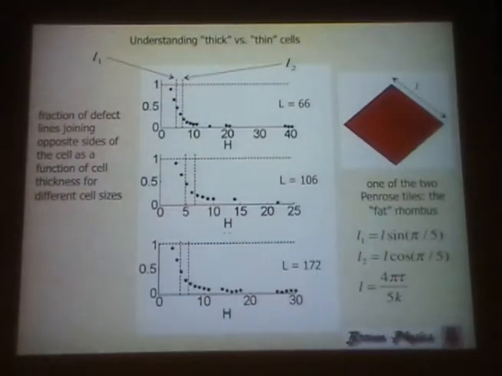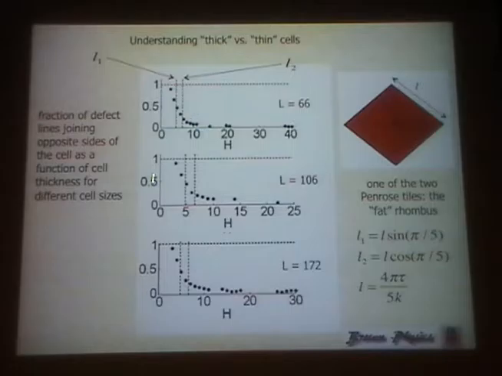So his idea was, if you want to understand thick versus thin, let's look at the fraction of defect lines joining opposite sides of the cell as a function of cell thickness, just like we would have done in the crystalline case. When we look at our data for different values of L, the unit cells we've studied, we get data that looks like this for this fraction as a function of thickness.